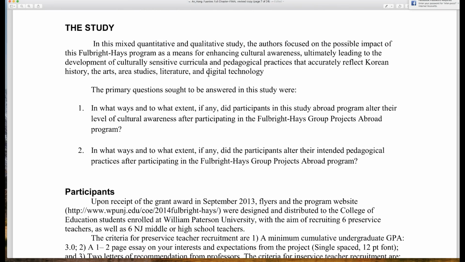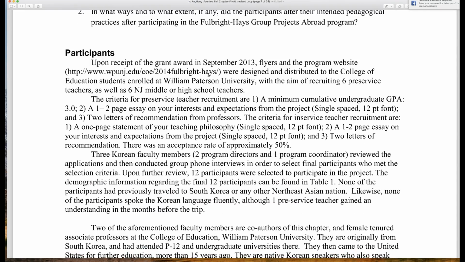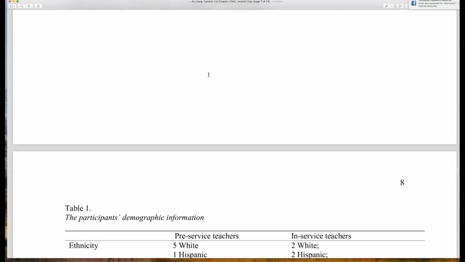So there are two questions. In what ways and to what extent, if any, did participants in the study abroad program alter their level of cultural awareness after participating in the program? In what ways and to what extent, if any, did the participants alter their intended pedagogical practices after participating in the program? Then they describe their participants, which you are going to do also in your study.